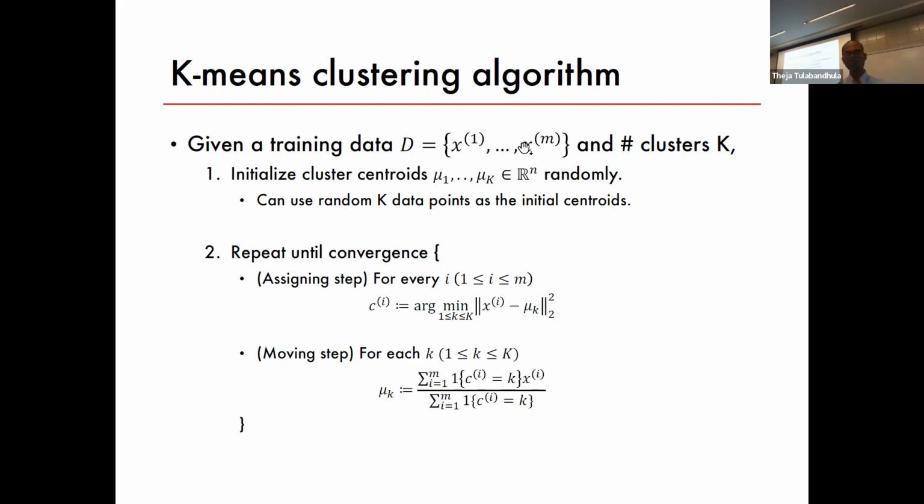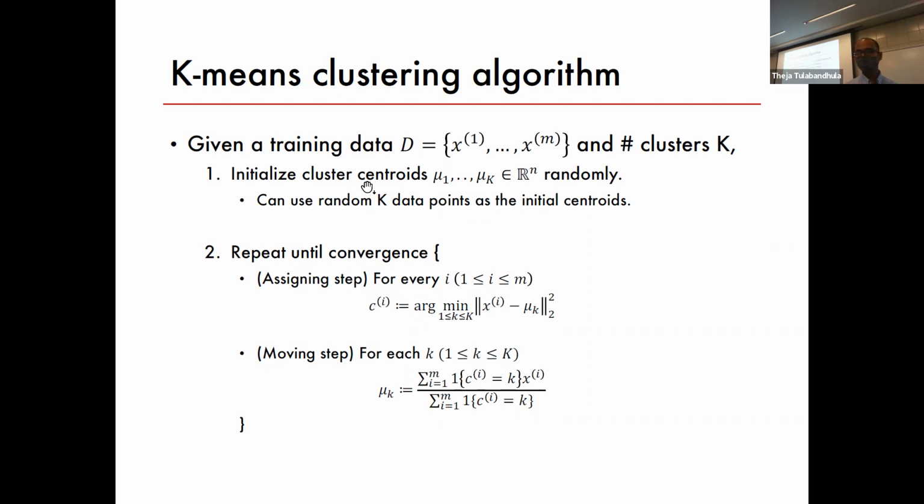Given that, there are many approaches to solve this and give cluster labels. One of them is k-means. So how does k-means work? It starts with some initialization and then does something in an iterative way. So what does it do?